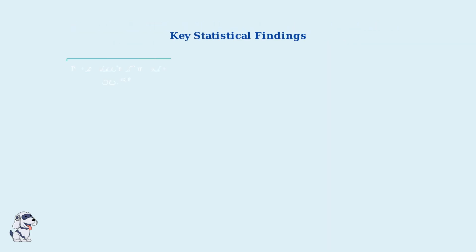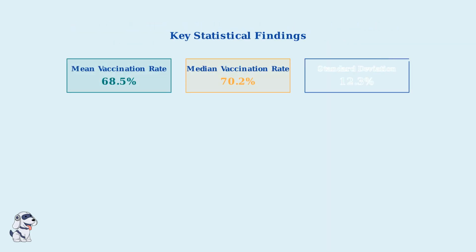The analysis revealed three key statistical measures. The mean vaccination rate across all states was 68.5%. The median rate was slightly higher at 70.2%. The standard deviation was 12.3%, indicating moderate variability between states.